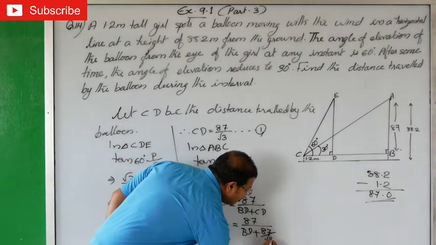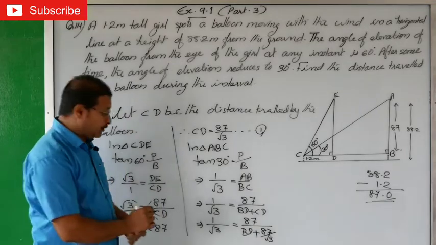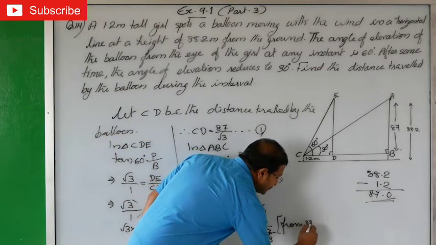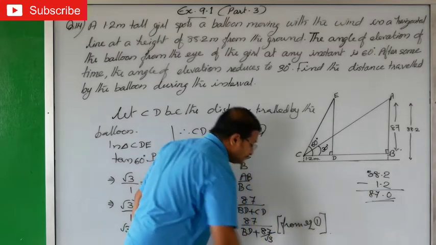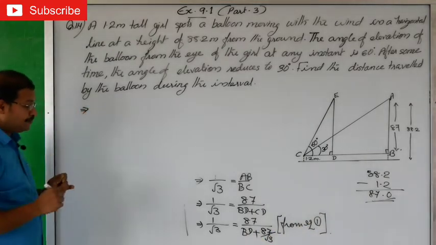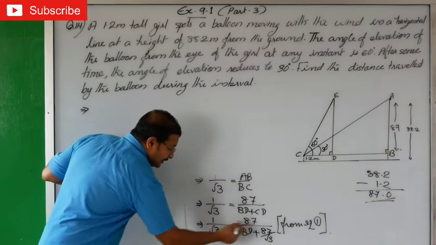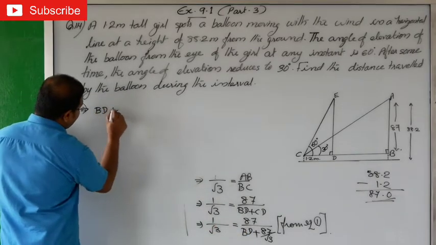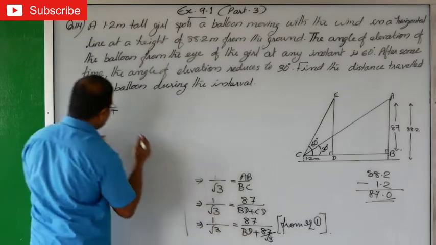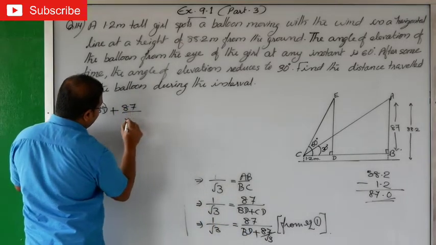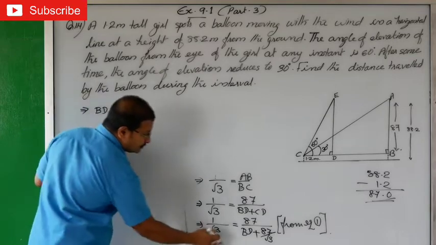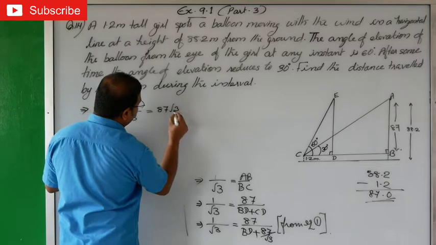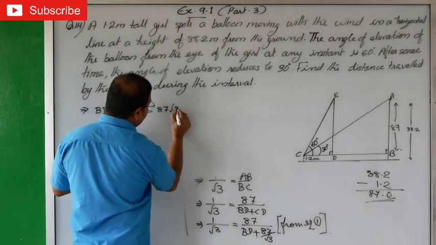87 by root 3. We will write here from equation 1. This implies, now what you will do? We will cross multiply, isn't it? Yes, that means BD plus, these two will multiply. 87 by root 3 equals 87 root 3. Root 3 into 87, 87 root 3.